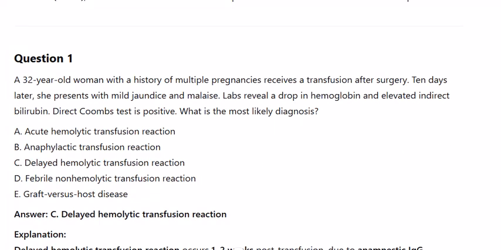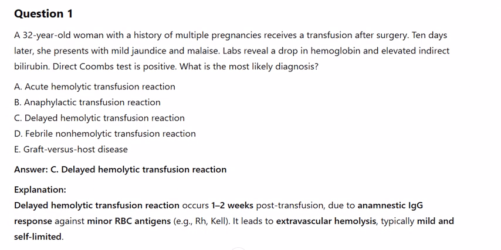Question 1. A 32-year-old woman with a history of multiple pregnancies receives a transfusion after surgery. 10 days later, she presents with mild jaundice and malaise. Labs reveal a drop in hemoglobin and elevated indirect bilirubin. Direct Coombs test is positive.